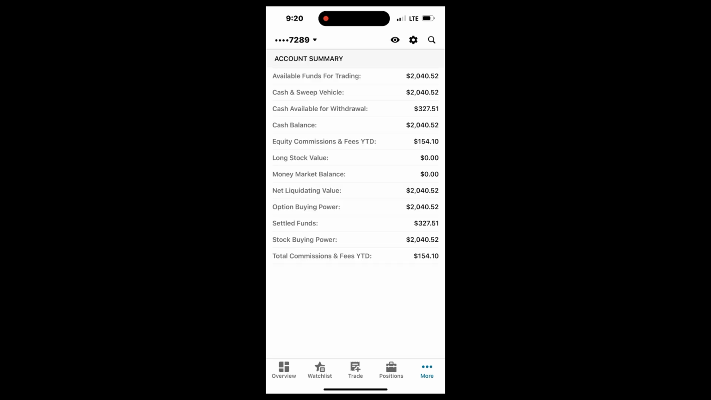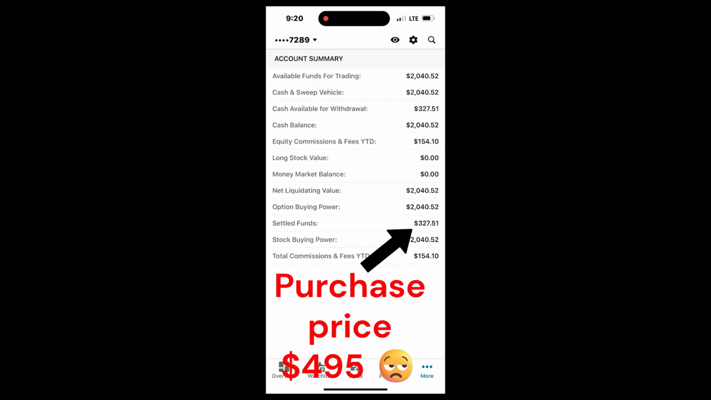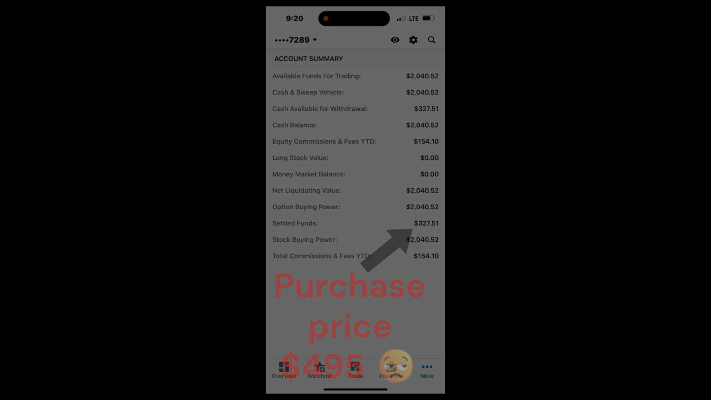Let's head over to our Balances tab. Take a look at settled funds. See how it's less than $490, the price of the option we're trying to buy? That's the issue. We only have $327 in settled funds available, which isn't enough to cover the purchase. And that brings us to a very important lesson.